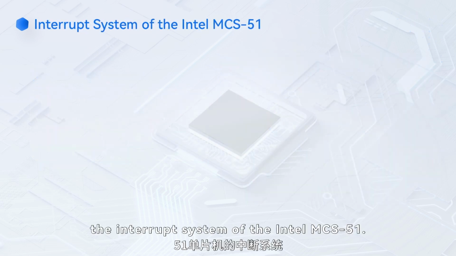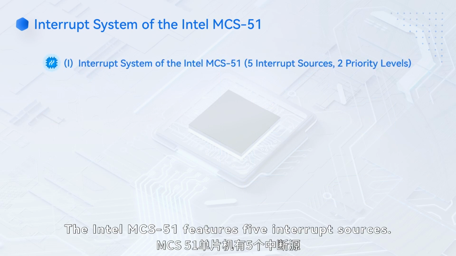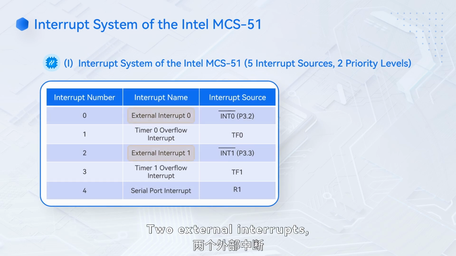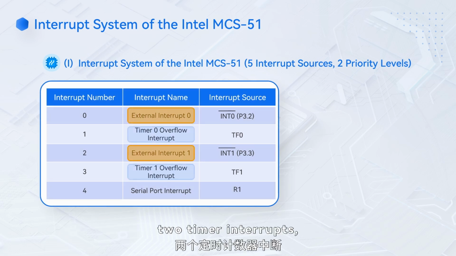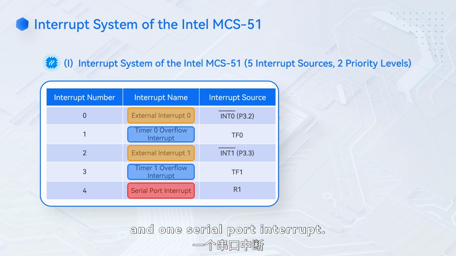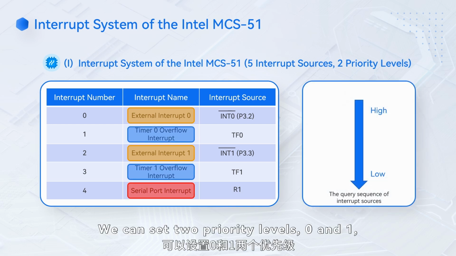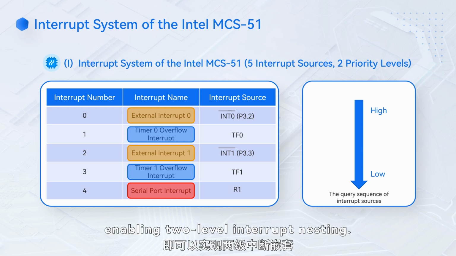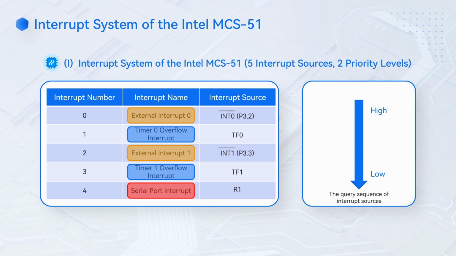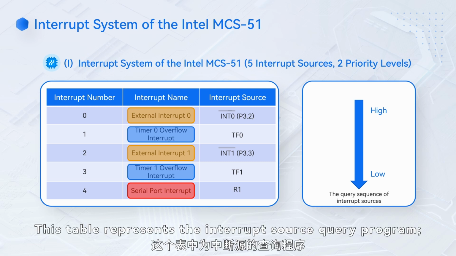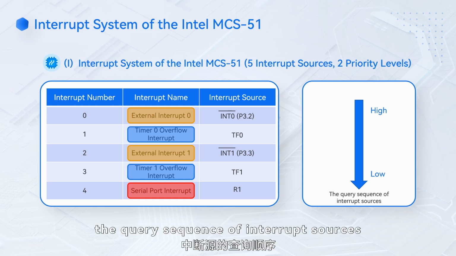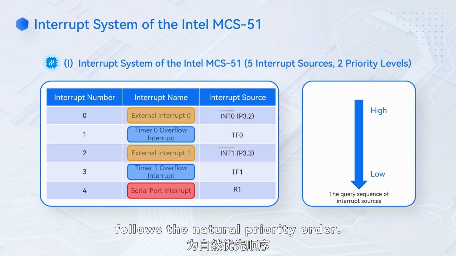Next, let's examine the interrupt system of the Intel MCS51. The Intel MCS51 features 5 interrupt sources: 2 external interrupts, 2 timer interrupts, and 1 serial port interrupt. We can set 2 priority levels, 0 and 1, with 1 as high priority, enabling 2-level interrupt nesting. This table represents the interrupt source query program. Within the same priority level, the query sequence of interrupt sources follows the natural priority order.